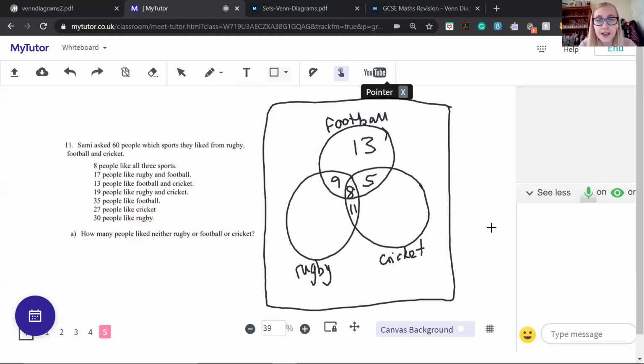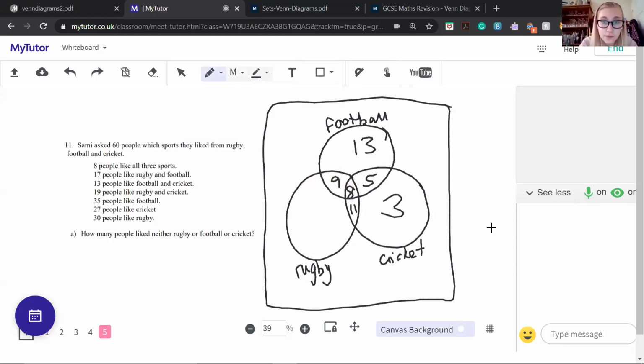27 people like cricket. So again, ignore the other circles. Just think about this one. We want 27 here in total. We've already got 24. So 3 more have to join. And 30 people like rugby. So again, we're going to ignore the other circles. Just think about this one. There are 28 people already there. So there are 2 there.